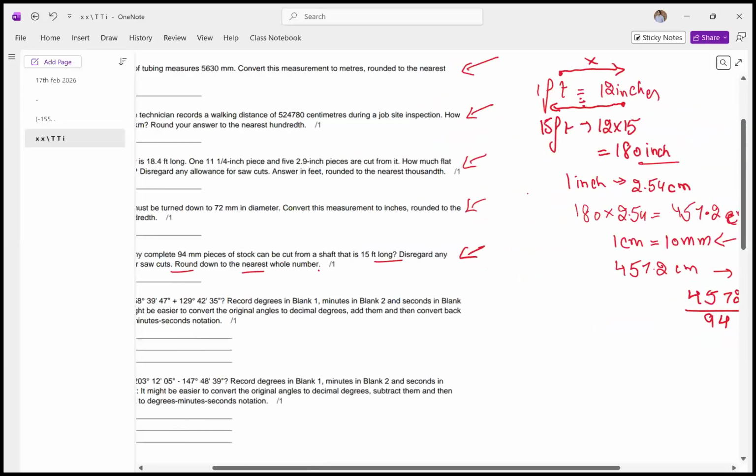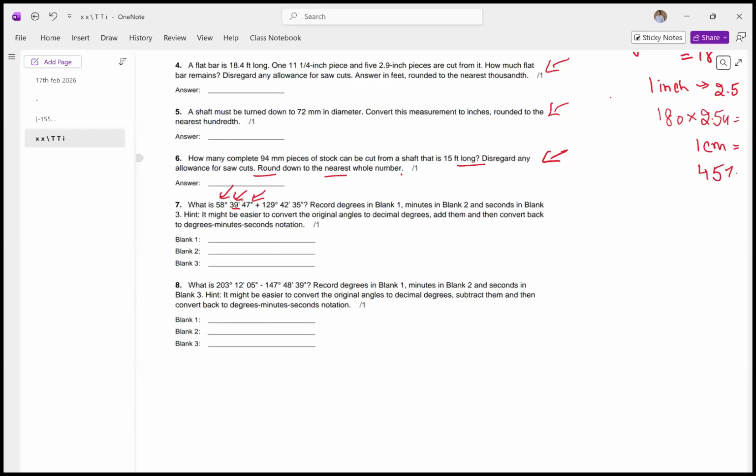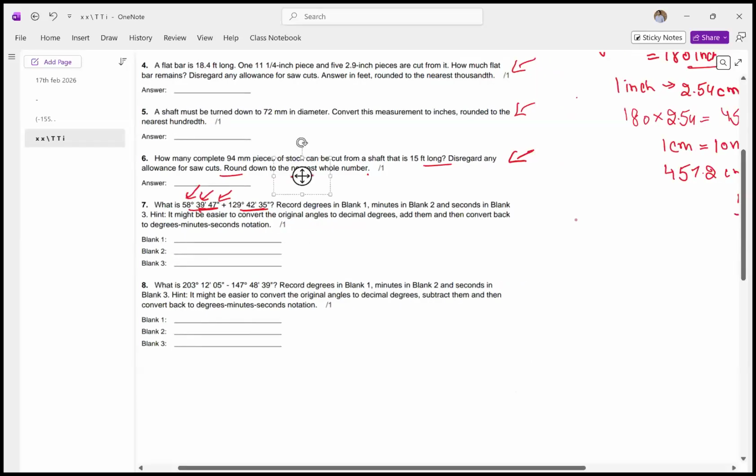Now let's look at question number 7. In this one, we are given something in degrees, minutes, and seconds. This is minutes, not inches, and this is seconds. I wanted to add these two numbers. And how can I add these? 58 degrees, 39 minutes, and 47 seconds.